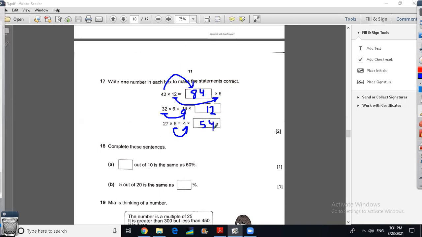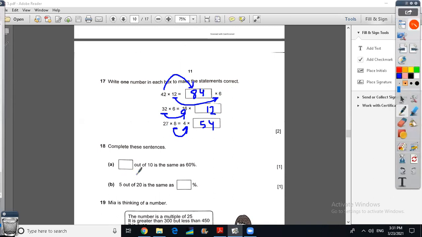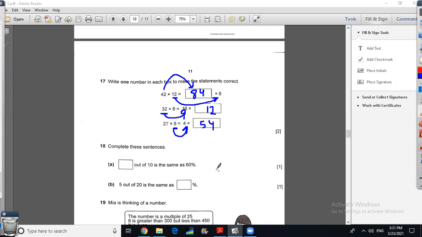Okay, question 18. How many out of 10 is the same as 60%? Mr., 6 out of 10. 6 out of 10 is 60%. Because any number over 10, when we want it as a percentage, we need it to become over 100. Remember this, guys. You want to convert into percentages, the denominator must be 100. So we multiply this by 10.